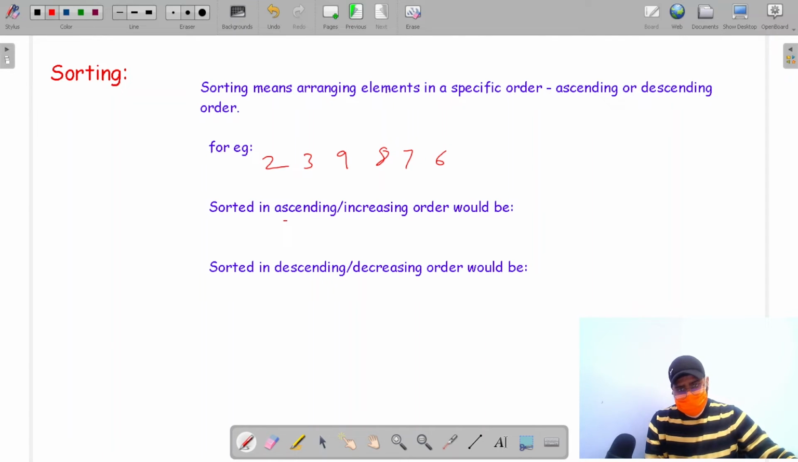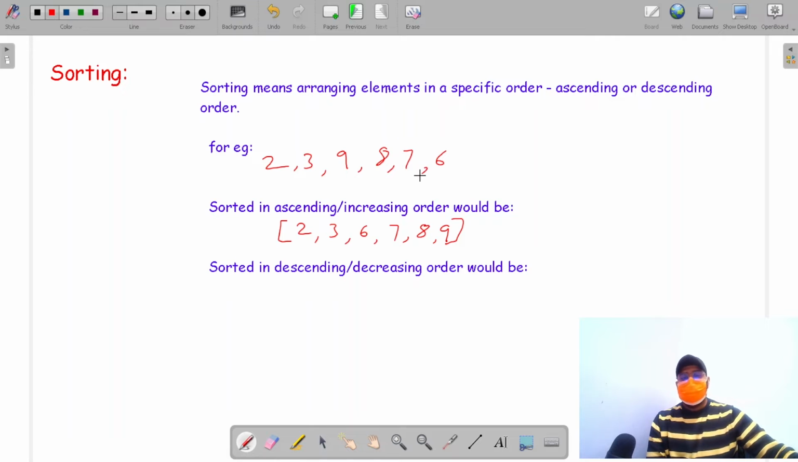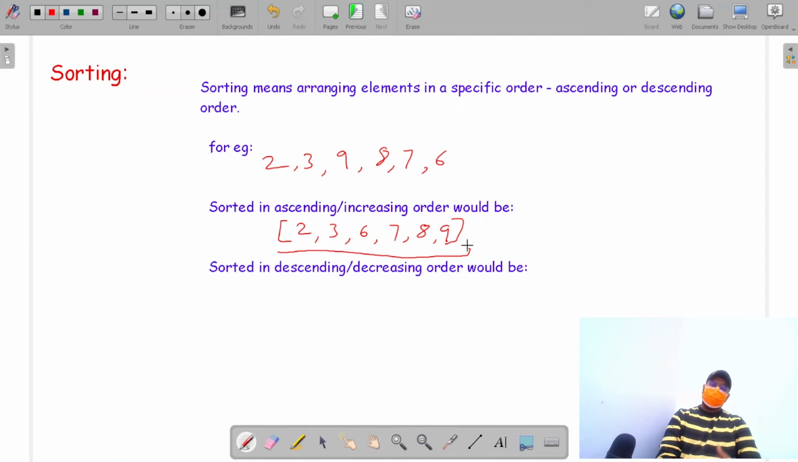So let's suppose this would be the answer for that: 2, 3, then 6, then 7, then 8, and the last one would be 9. All of these are separated by a comma. I forgot to put a comma before also, so let's do that. And here it is. So what we got here is sorting in increasing order.